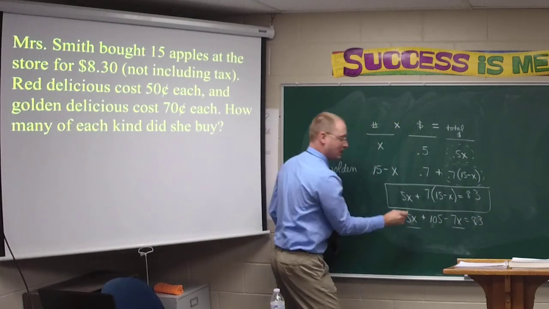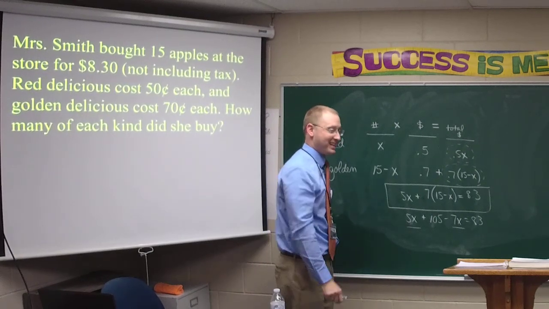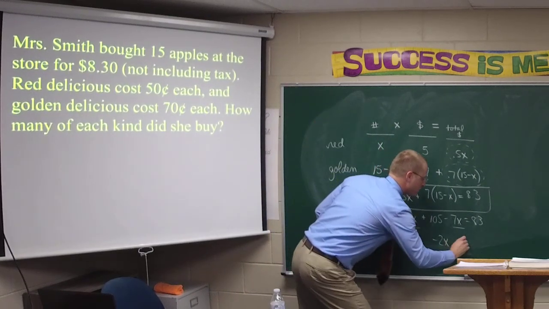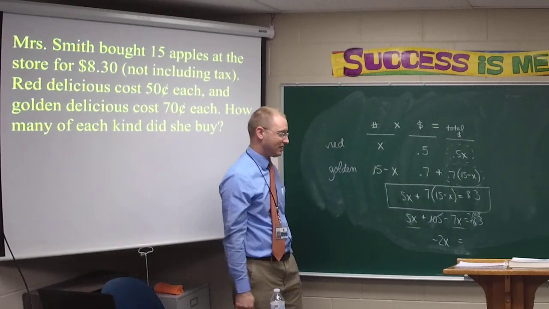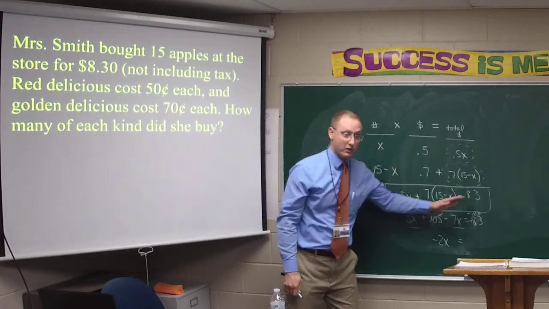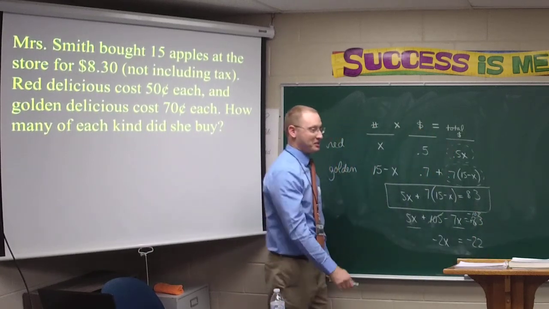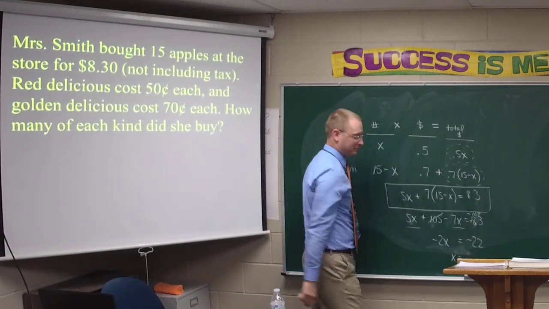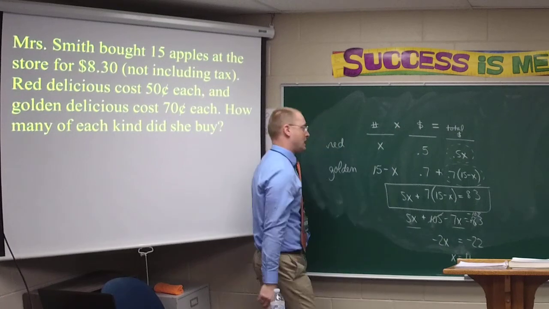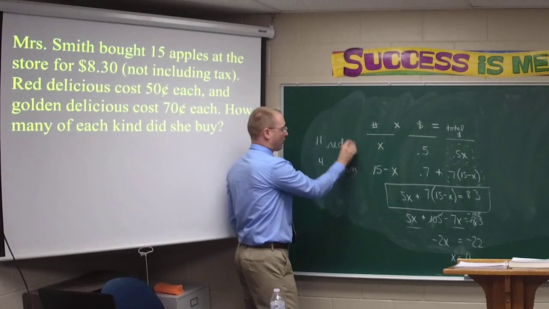Let's combine the x's to get negative 2x. It would help if you were working it on your paper right now, Abby. Let's also ditch the 105 as a negative 105. Pair that with a positive 83. You can use your calculator, of course. We move the 105 over as a negative? Yeah, negative 22. And then we divide both sides by negative 2 to get x is equal to? 11. So apparently she bought 11 red delicious apples and just 4 golden delicious apples.